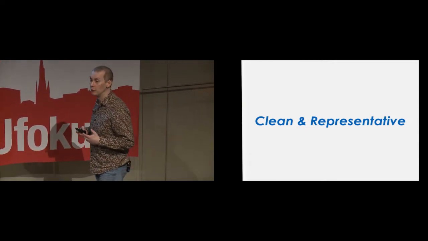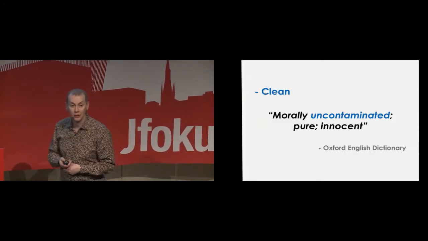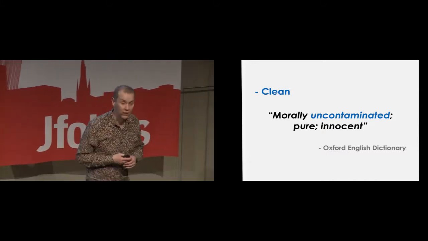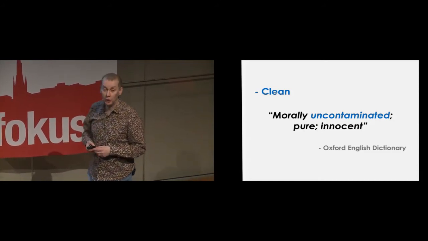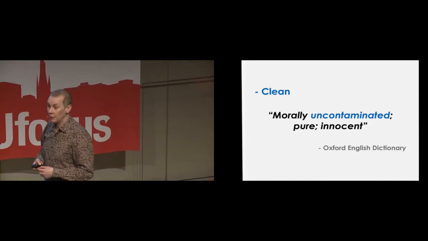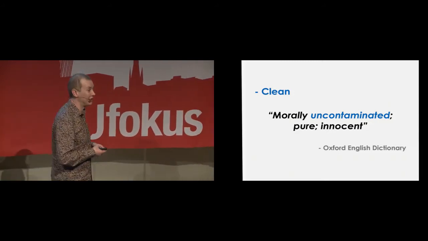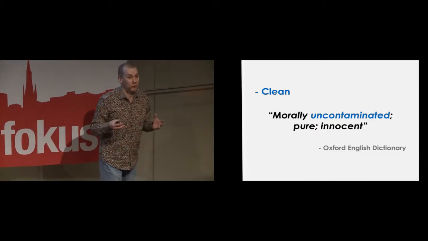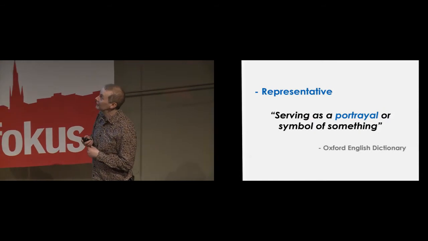I'm going to start off a little bit with what I mean by clean and representative. So let's go back to the dictionary. What does clean mean? Because we hear about writing clean code. That sounds like a nice thing. According to the dictionary, it means morally uncontaminated, pure and innocent. Most code I see doesn't meet that definition. It's very contaminated in many ways, mostly with all sorts of horrible frameworks and stuff that we put in there within our ways of working.